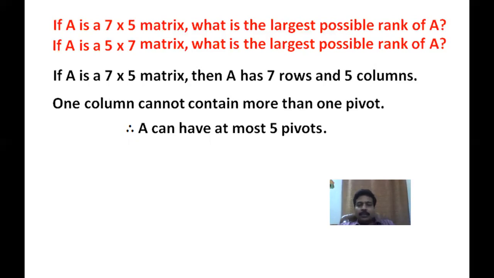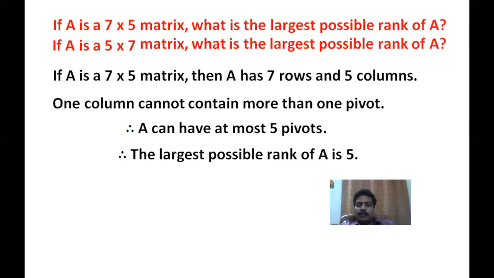You can have a lesser number of pivots. One of the columns of A may not be a pivot column, but we can't exceed that number. So A can have at most 5 pivots. So the largest possible rank of A is 5 in the first case.